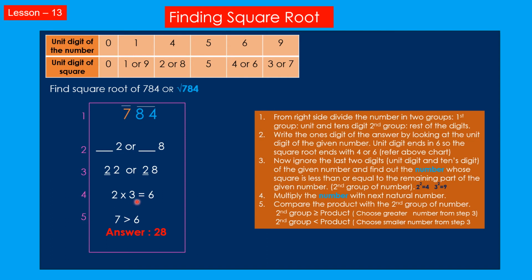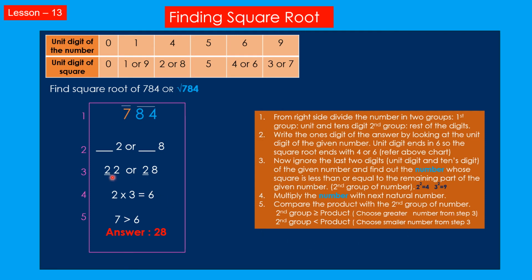Last step, you compare the product with the second group of number, that is 7. Alright, so if the second group of the number is greater than or equal to the product, you choose the greater number from step 3. And if the second group of number, that is 7, is less than the product 6, then you choose the smaller number from step 3. So here the second group of number 7 is greater than the product. So if the second group of number is greater than the product, you choose the greater number from step 3.